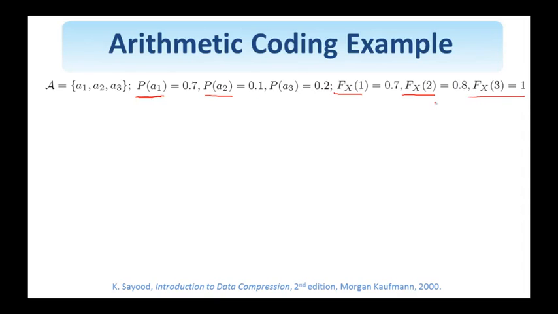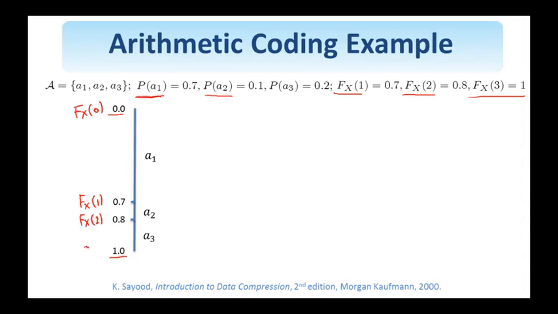So with these values of the cumulative distribution function, we now take the segment between 0 and 1 and divide it. Here is F(x0), here is F(x1), F(x2), and F(x3). So A1 resides in this interval, A2 in this interval, and A3 in this interval.